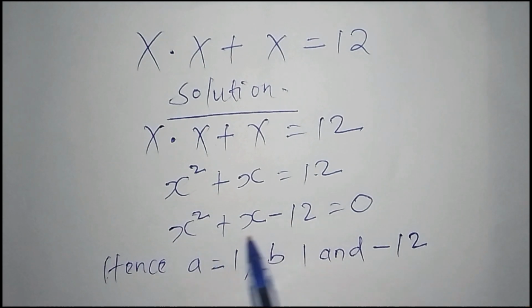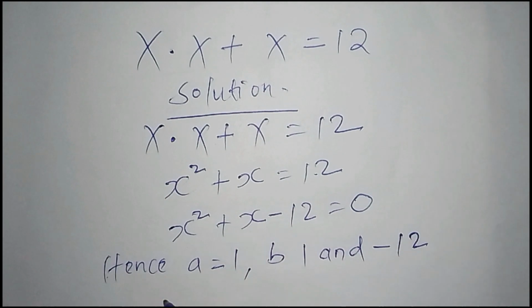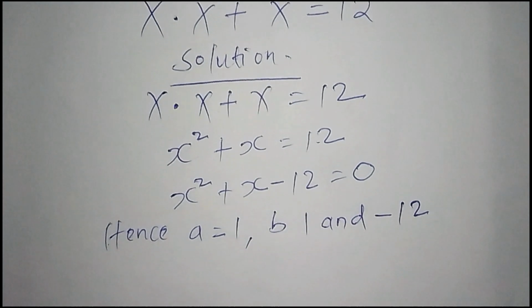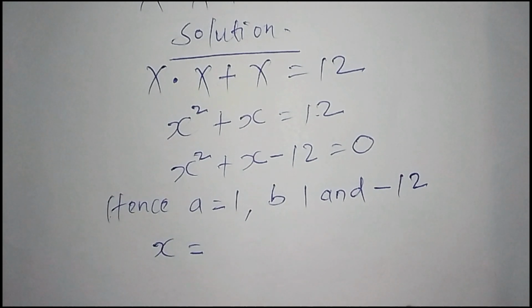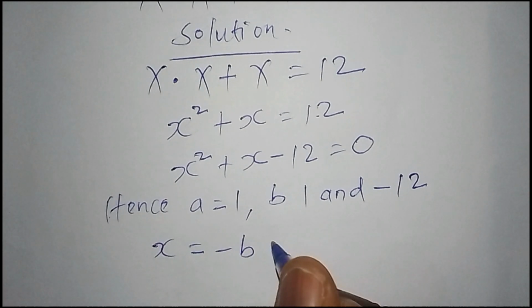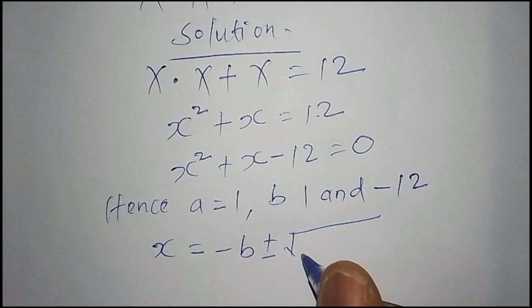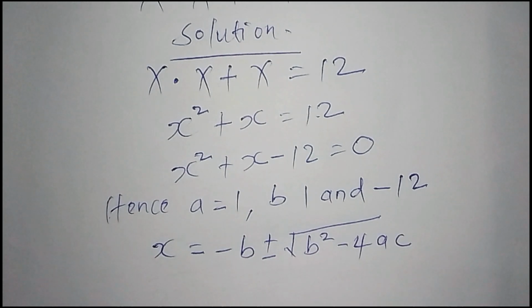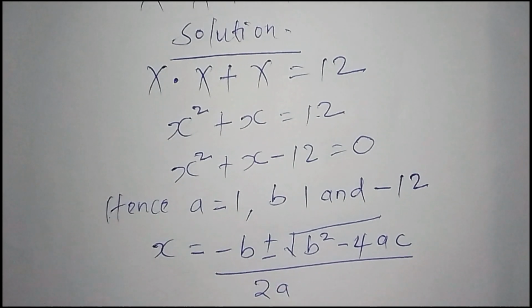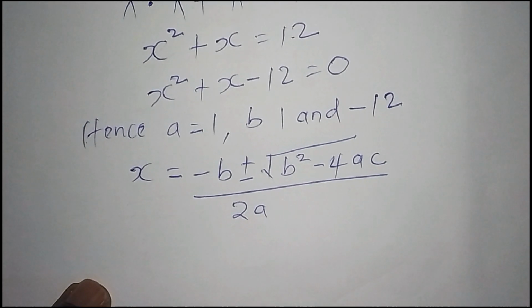So we want to solve this problem by using the quadratic formula. So what is our quadratic formula? So our quadratic formula says this. It always says that x is equals to minus b plus or minus the square root of b squared minus 4ac, all over 2a. So we are just about to complete. Just hold on as we are working it out step by step.